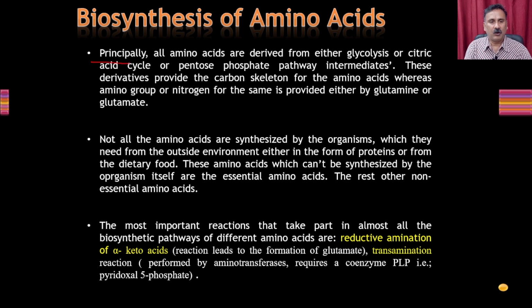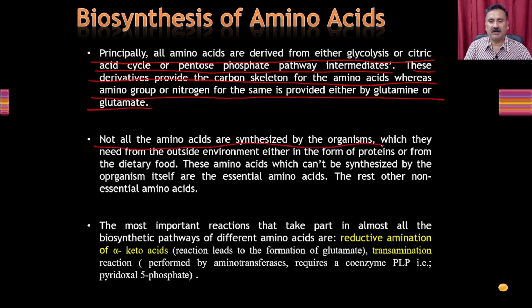So principally, all amino acids are derived from either glycolysis, the citric acid cycle, or the pentose phosphate pathway intermediates. These derivatives provide the carbon skeleton for the amino acid, whereas the amino group, or the nitrogen, is provided by glutamine or glutamate. Not all the amino acids are synthesized by the organism, which they need from the outer environment, either in the form of protein or from dietary food. These amino acids, which cannot be synthesized by the organism itself, are called essential amino acids. The rest are non-essential amino acids.